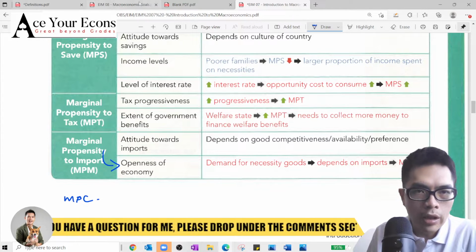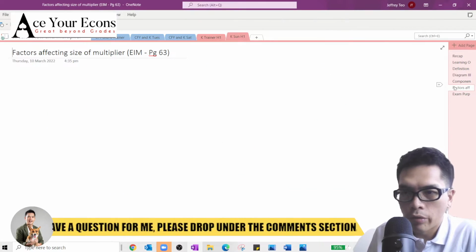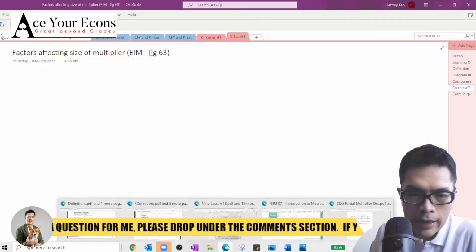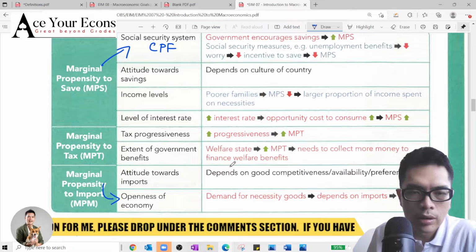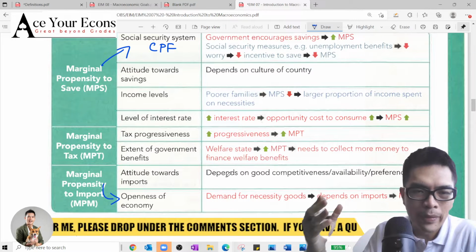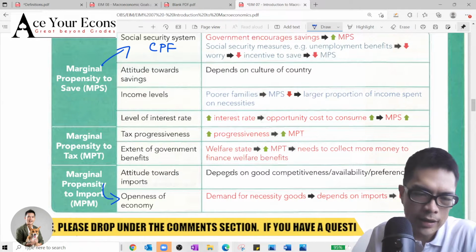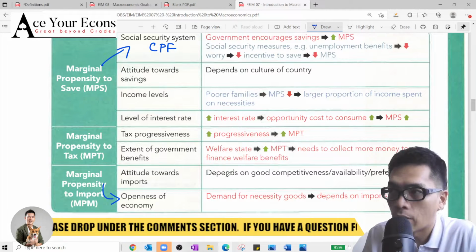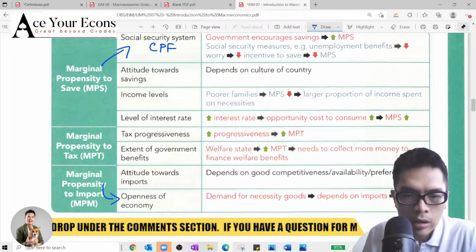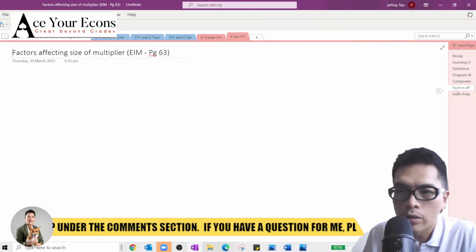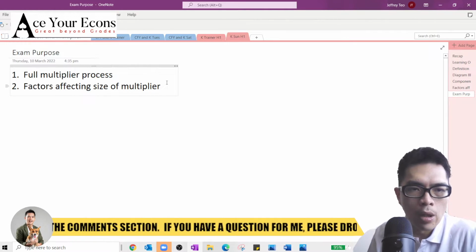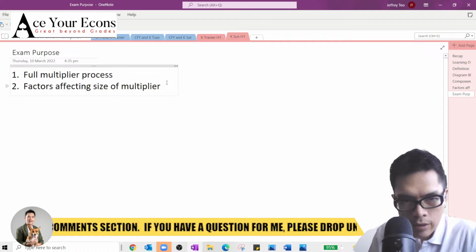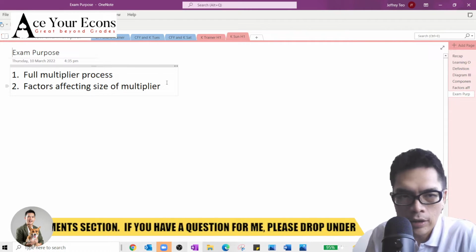So with this, I am going to move. Oh yes, for the other factors that I didn't cover, if there's anything you don't understand in your school notes, I'm not going to cover them one by one. You just take a snapshot and send it to me, and I will address this privately. With this, I'm going to move on to exam purpose. For my H2 students, you probably need to know the full multiplier process. My H1 students, understanding is good enough.